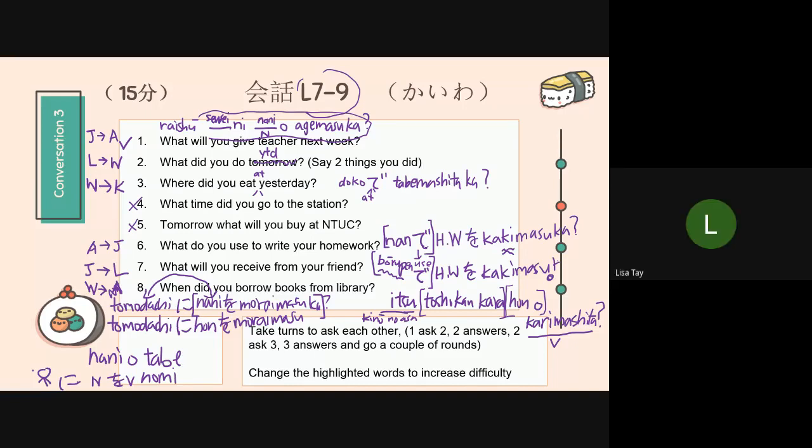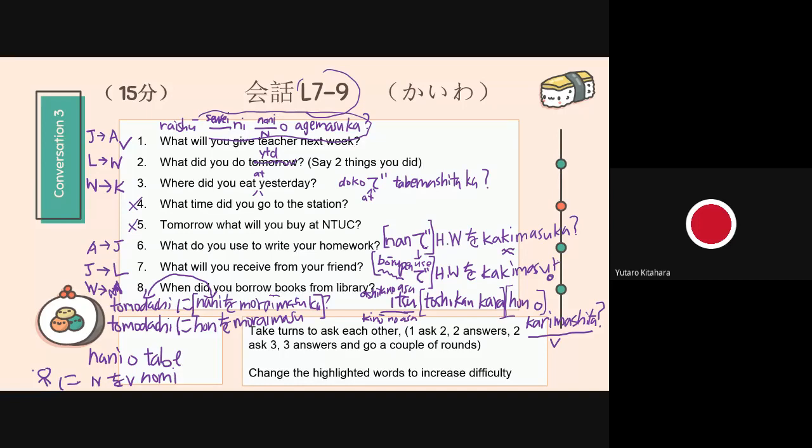Ashita no asa toshokan kara hon o. Okay, ashita no asa. You are a bit unique because although it's past tense, when did you borrow? Then ashita no asa toshokan kara hon o karimasu. Can or not? Ask the rest. Actually okay. Because I ask you when do you borrow, you say, oh, I will be borrowing tomorrow. It's okay, because you're saying you did not borrow.